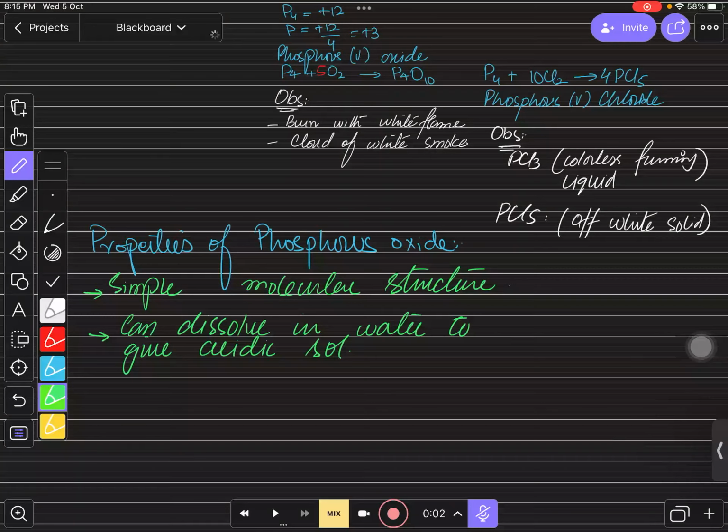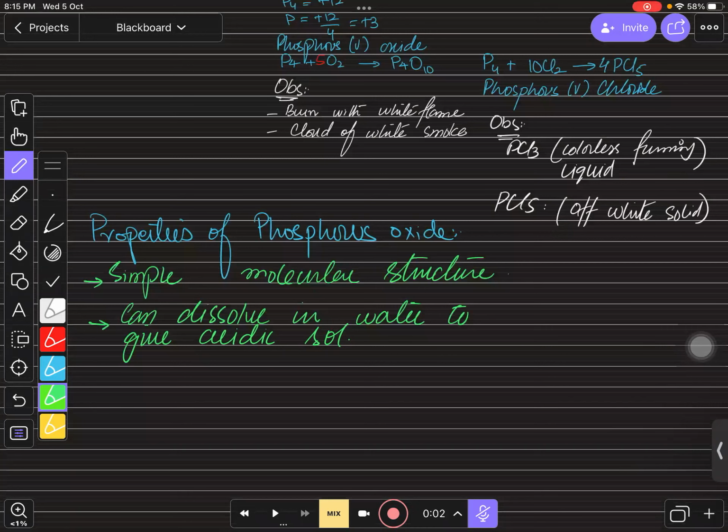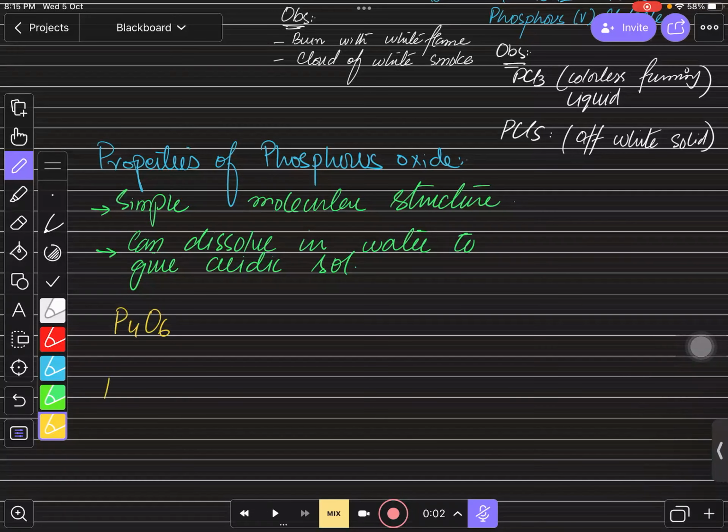So oxides of phosphorus actually have a difference of electronegativities between phosphorus and oxygen. That is why they have partial charges, and due to such partial charges, these compounds are soluble in water. We have two different phosphorus oxides, phosphorus trioxide and phosphorus pentaoxide. Both can dissolve in water and will give you two different acids.